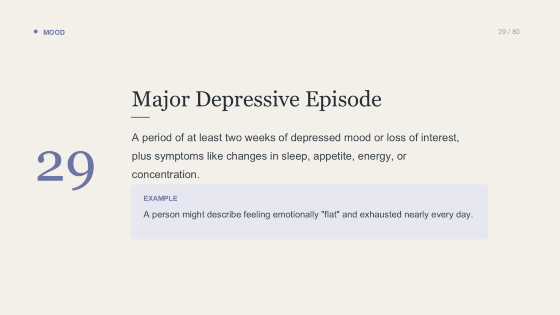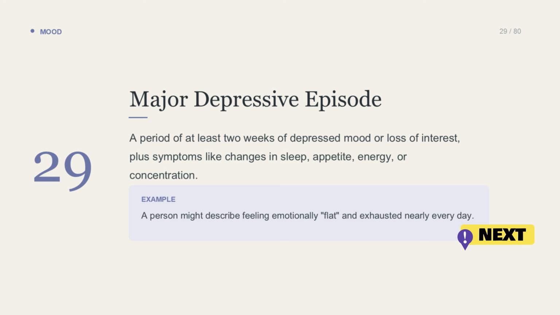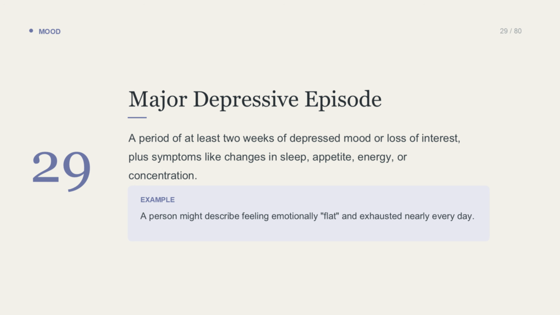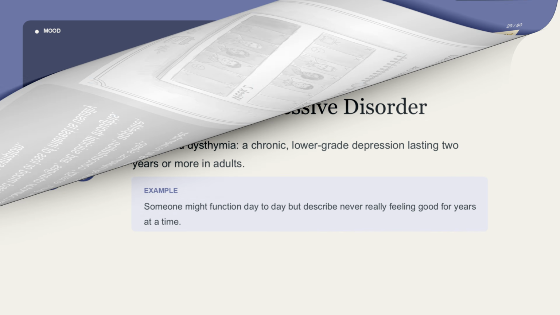29. Major depressive episode. A major depressive episode is a period of at least 2 weeks marked by depressed mood or loss of interest, along with several additional symptoms like changes in sleep, appetite, energy, or concentration. For example, a person experiencing a major depressive episode might describe feeling emotionally flat and exhausted nearly every day.